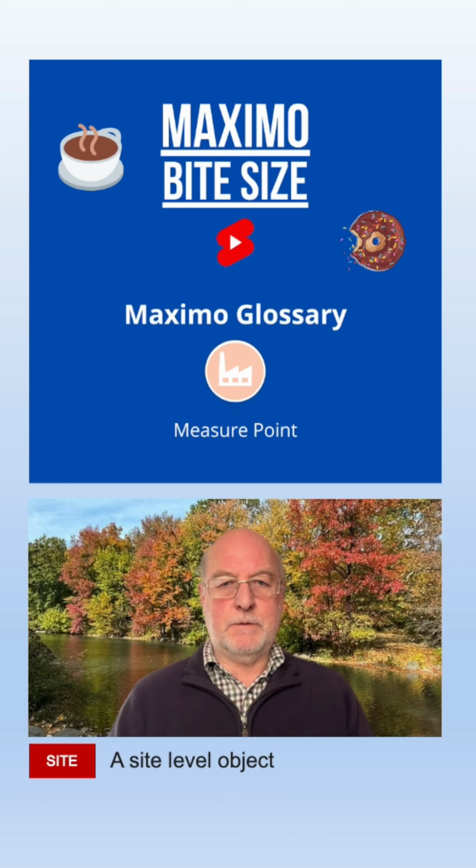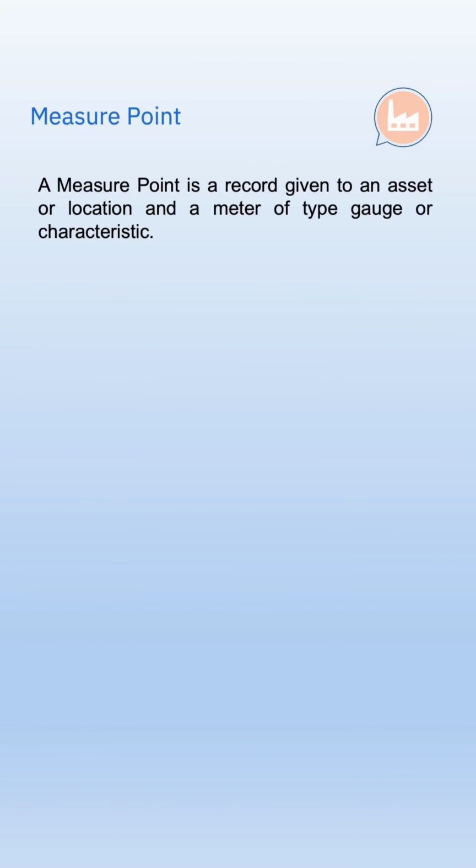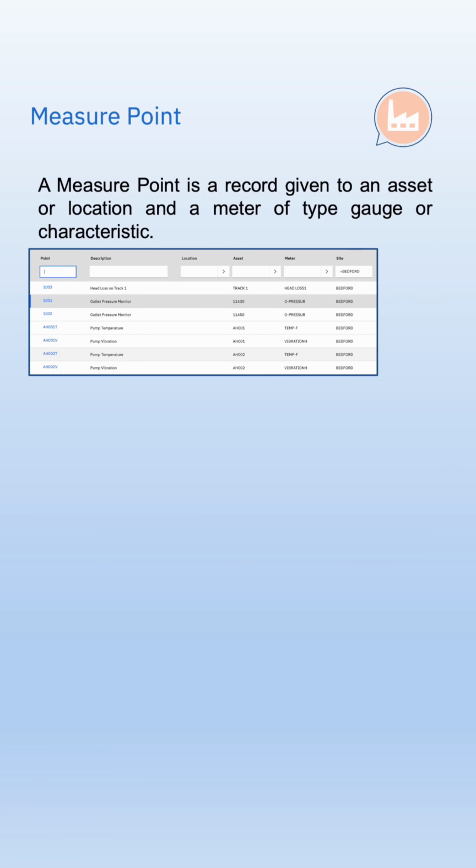Today's topic is measure point, a part of assets. A measure point is a record given to an asset or location and a meter of type gauge or characteristic. Measure points are created in the condition monitoring application.